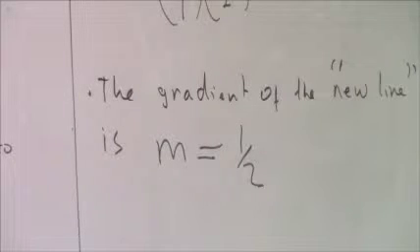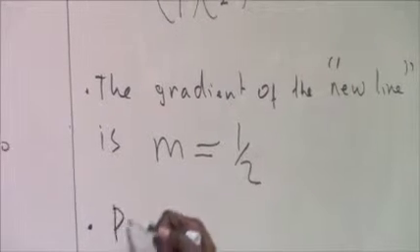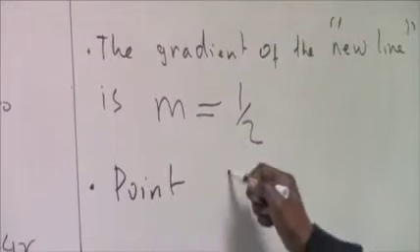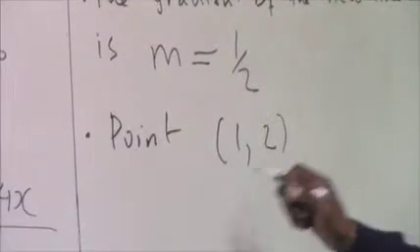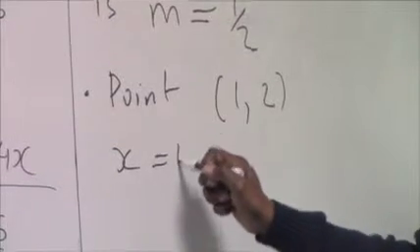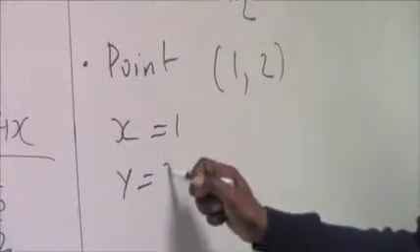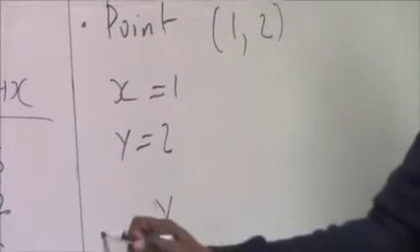We also said that instead of looking at it as negative 1, you say they are negative reciprocals of each other. The reciprocal of 2 over 1 is 1 over 2. The reciprocal of 1 over 2 is 2 over 1. Negative reciprocal means one is positive, one is going to be negative. So now that we know the gradient m is 1 over 2, we can take our given point, 1 comma 2, which means x is equal to 1, y is equal to 2. We can substitute them here.